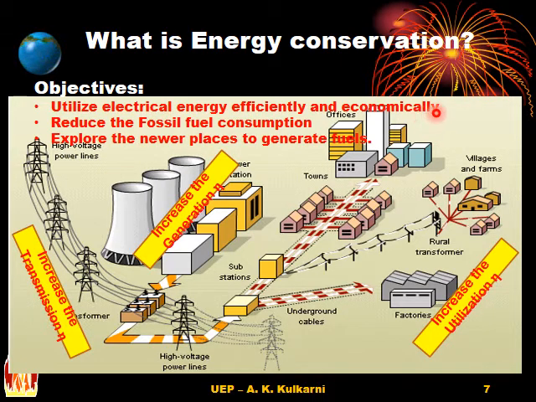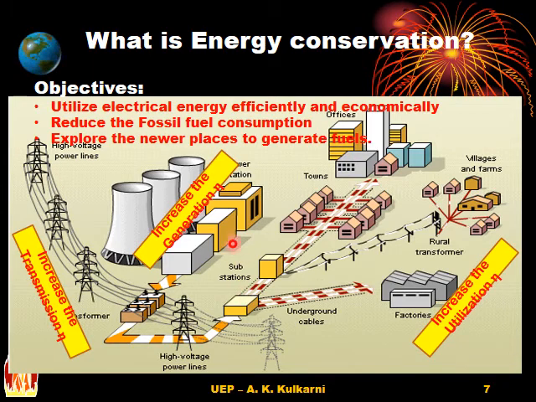So the losses have to be very less, and to reduce those losses we need to reduce what? The consumption of fossil fuels. So we need to look for an alternative way to produce electrical energy. Instead of using coal, is it possible to use nuclear energy? So we need to check out alternative means of generating electricity. So we need to explore new places to generate fuels.